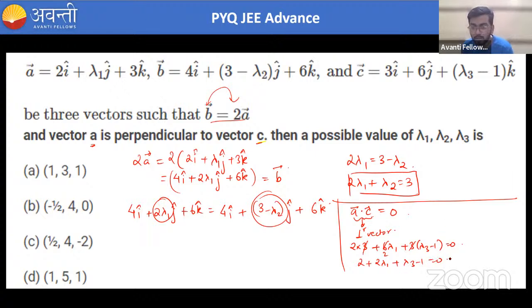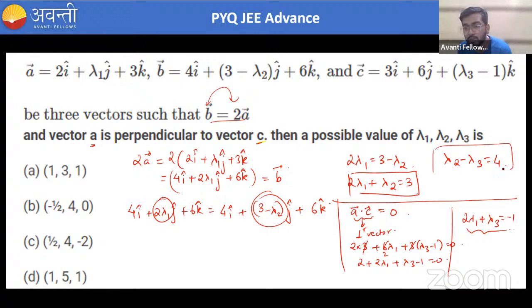So you get 2 lambda 1 plus lambda 3 is equal to minus 1, right? So from here, if you subtract, you get lambda 2 minus lambda 3 should be equal to 4, right? So now we have to find out the possible values of lambda 1, lambda 2 and lambda 3. So we have to put the options and then only we can find out, right?